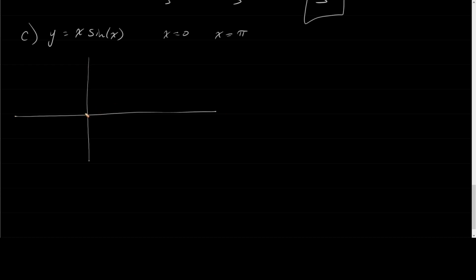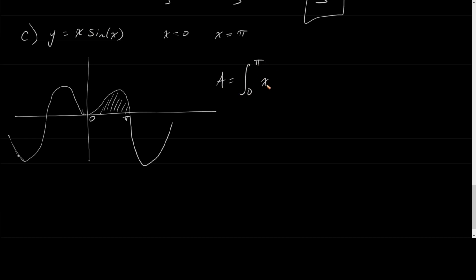Well, and it kind of just repeats forever and ever, where this value right here is 0 and this is pi, so we're figuring out that region right there. So we say the area is going to be the integral from 0 to pi of x sine x dx.